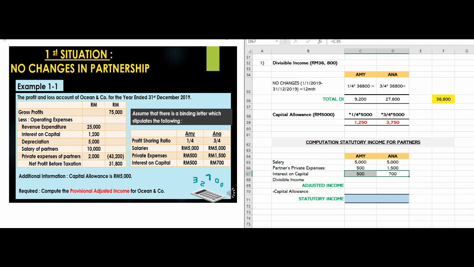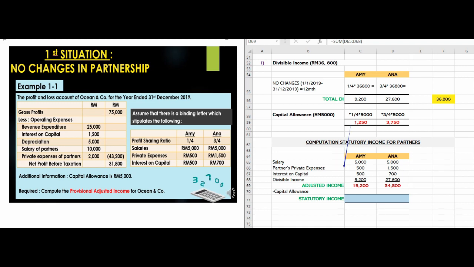The divisible income allocation, you are going to put in here for each partner: 9,200 for Amy, 27,600 for Anna. So the total amount of adjusted income would be 15,200 for Amy, 38,000 for Anna. So before we get the final amount of statutory income, we are going to deduct the capital allowance allocation. We already calculated it above here.